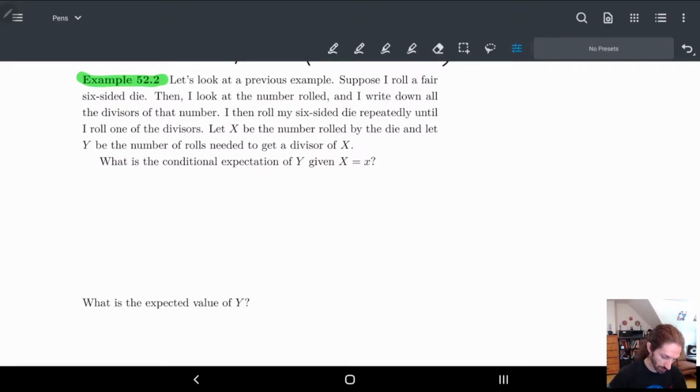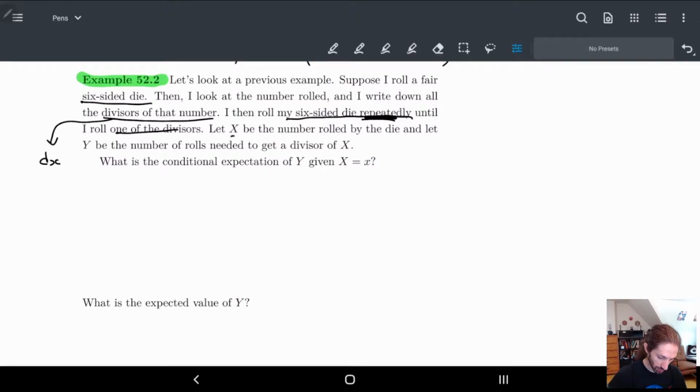Remember that we roll a six-sided die, and then I look at the number and write down all of the divisors of that number. So here we had d of x representing the divisors. And then what I'm going to do is take this number and roll my six-sided die repeatedly, until I roll one of the divisors.